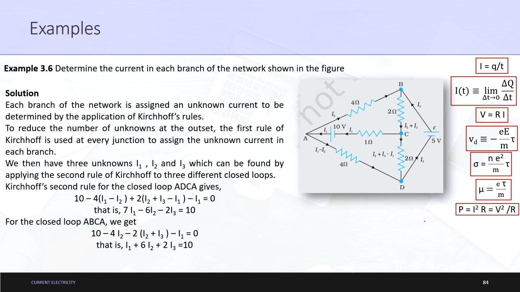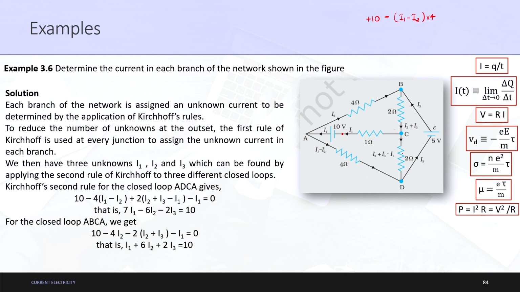The first is about ADCA. So, that means this loop been talked about here. First of all, let me start from this portion here. There is an addition because we are moving from minus to plus direction, therefore, it will be plus 10. Then let us move on down. It will be minus IR, so I is nothing but (I1 minus I2) into 4.